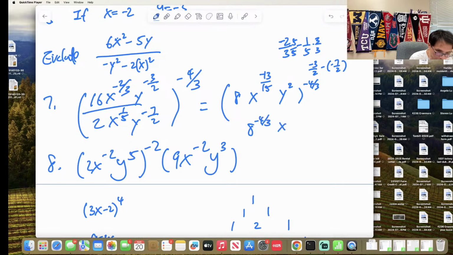X to the, unfortunately, there's nothing you can simplify. So it's going to be, I believe, 52 over 45. Y to the negative 8 over 3. Is that okay? So x to the 52 over 45, 8 to the 4 thirds. What's 8 to the 4 thirds power? 16. And this is y to the 8 over 3.